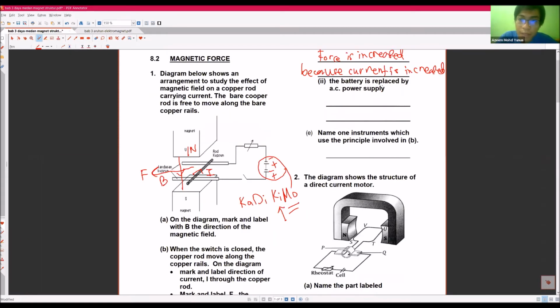E: the battery is replaced by an AC power supply. This is a very challenging question. Before this, we just used a battery, DC, for the motor effect. How about an AC power supply? What will happen to the copper rod? Basically, the copper rod will oscillate between left and right.